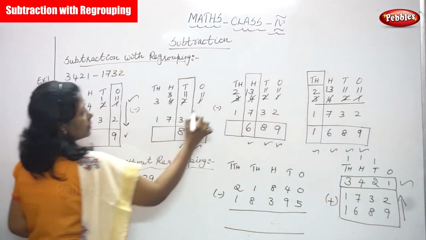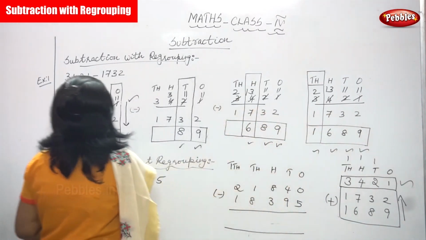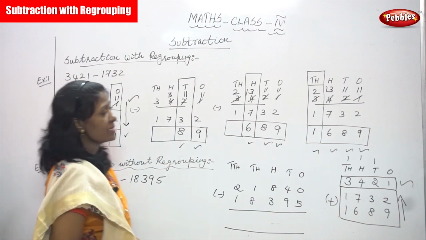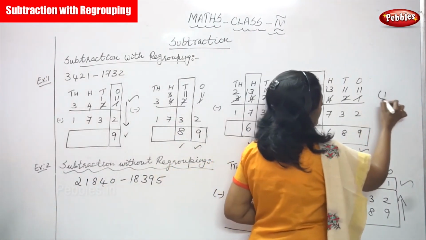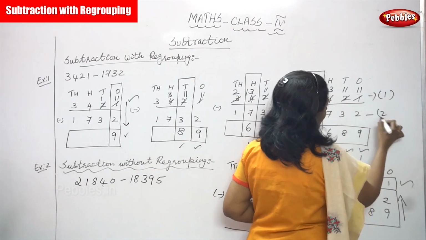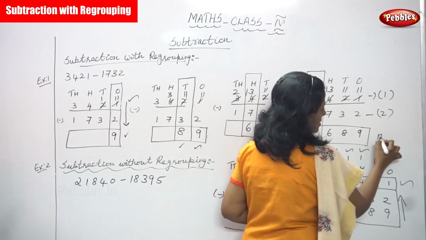So did we get the answer correct or not? Yes, 3421. You also get 3421. That means the final answer and the second number. This is the first number, this is the second number. So borrowing from the first number to the second number, this is the answer.